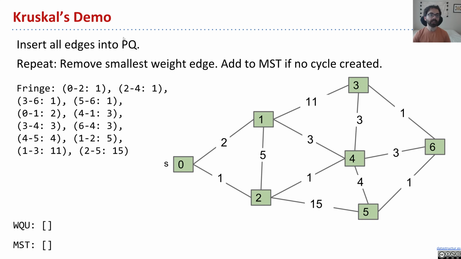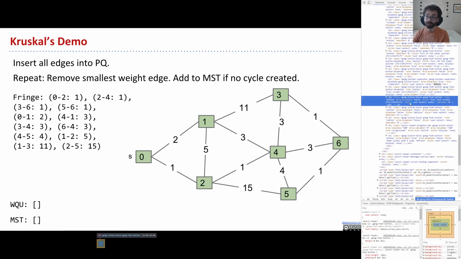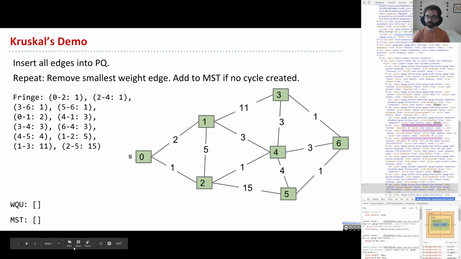In this case, we're going to use a priority queue to track all of the edges. We're going to insert them all ordered by weight. And we're also going to have a weighted quick union object that we're going to use to keep track of cycles. Because remember, at the very beginning of this particular set of lectures, we talked about cycle detection.